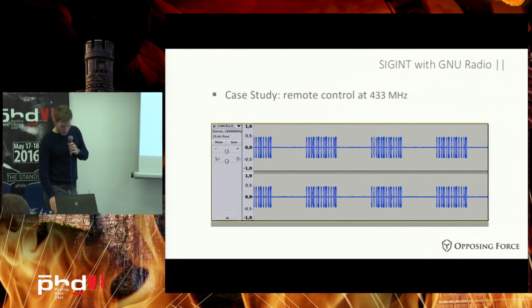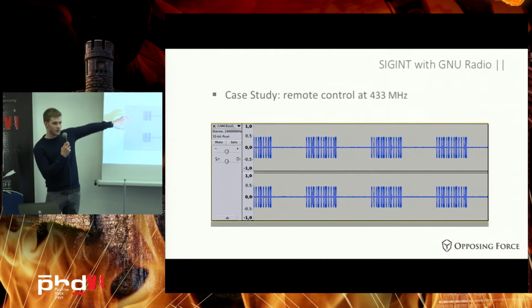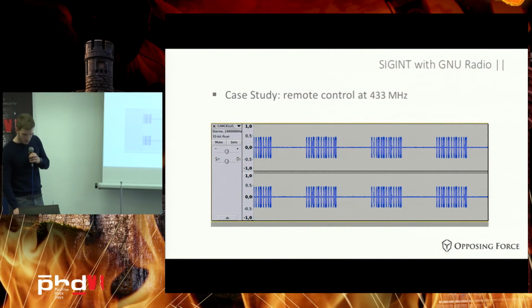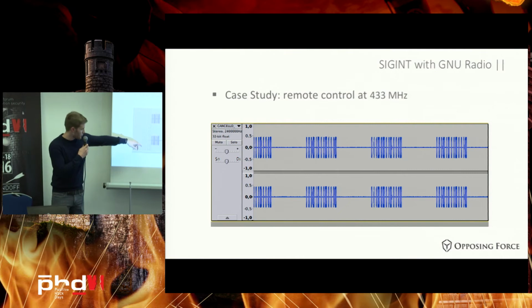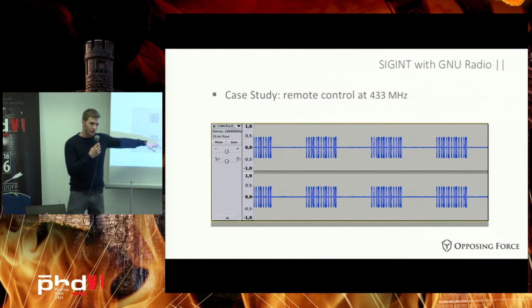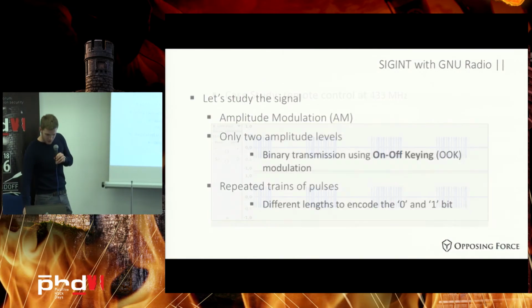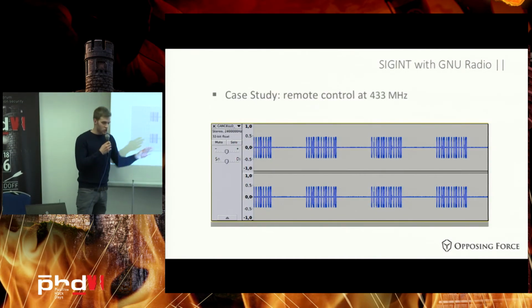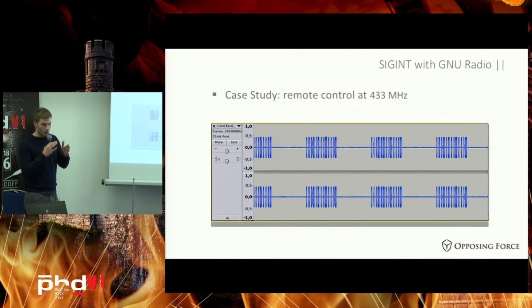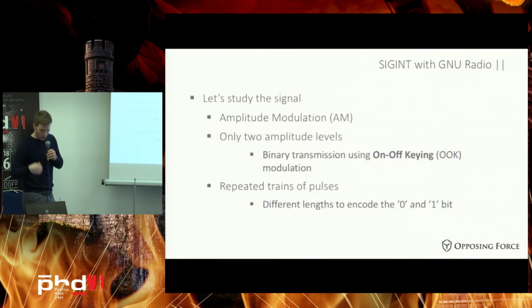And just from viewing these graphs, we can easily spot this is probably an amplitude modulation, because as you can see, there are just amplitude levels that change, and since there are only two levels, it's probably an OOK modulation, which is on-off keying modulation, which means the signal can only have two values, 0 or 1.